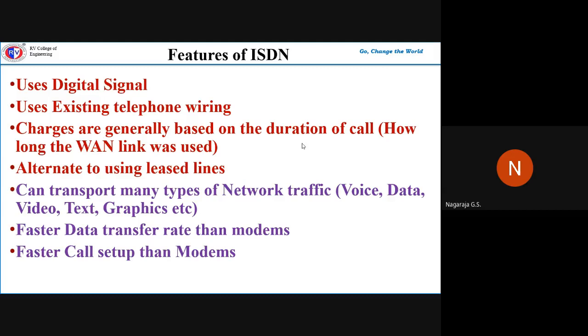It can transport many types of network traffic, which includes voice, data, video, text, graphics, and so on. And the next one is a faster data transfer rate than in modems, and faster call setup than in modems. I mean, a lot of configurations you are trying to do during these kinds of data communications. When we talk about an ISDN digital network, you may do call pausing, call waiting, call dropping sometimes. You can retrieve a lot of details from your services.